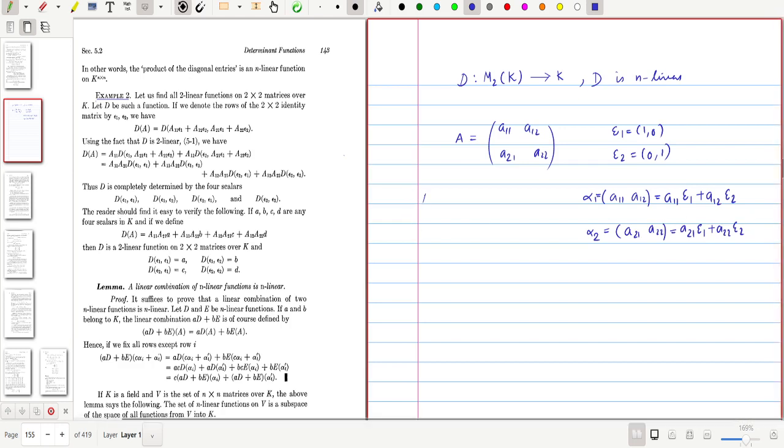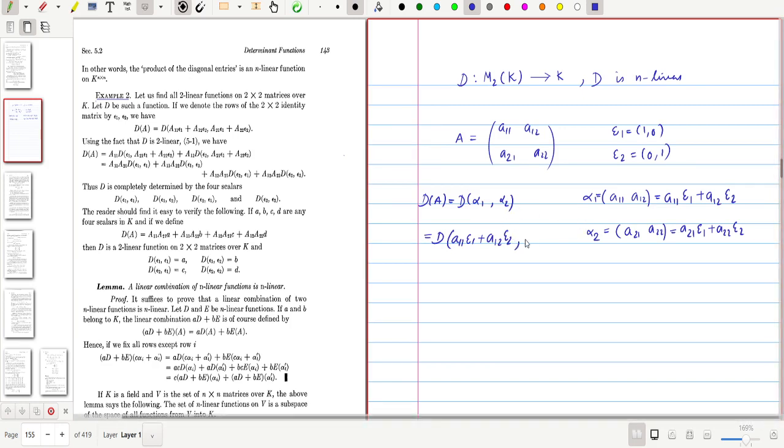Now this D of A can be written as D of alpha 1, alpha 2. So this D is treated as a function on the rows of A. So alpha 1 can be replaced by a11 epsilon 1 plus a12 epsilon 2, and alpha 2 can be replaced by a21 epsilon 1 plus a22 epsilon 2.